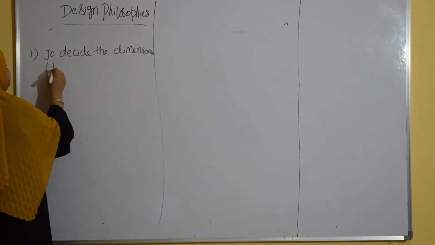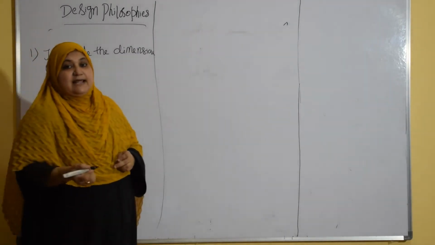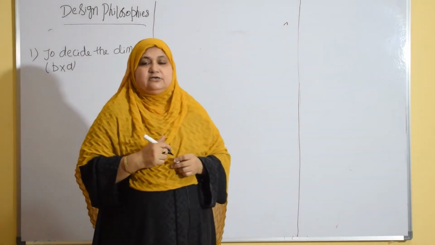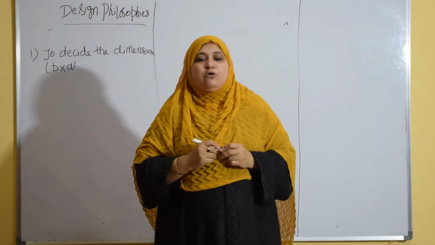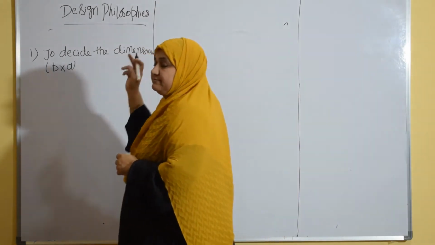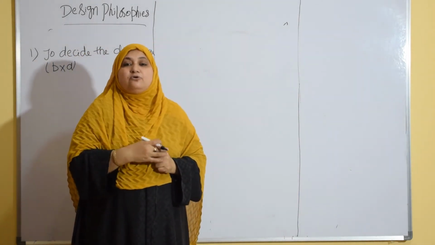Suppose it's a beam, then B and D. If it is a slab, then thickness. If it's a column, again the cross section size. So this is what we will do first to design the dimension of the member. That is the cross section of the member. Sometimes we can also refer to it as deciding the concrete section.